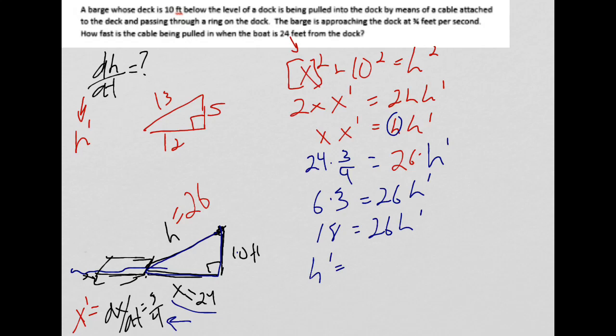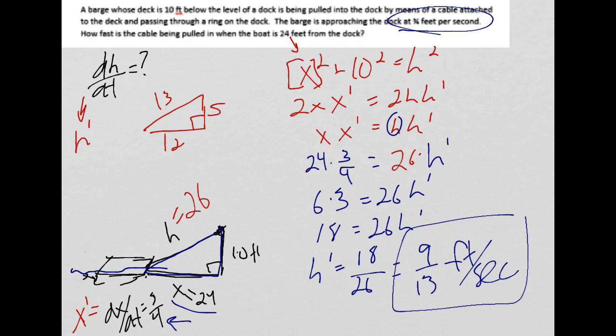H prime equals 18 over 26, which I can simplify by dividing both of them by 2, to get 9 over 13, and that does not simplify. I need to include my units. Notice, where's the 3/4? 3/4 was feet per second, so that means that this is going to be the same units, feet per second. That's my answer.